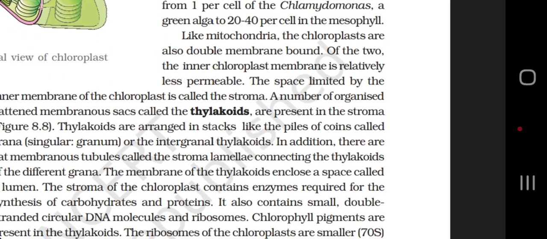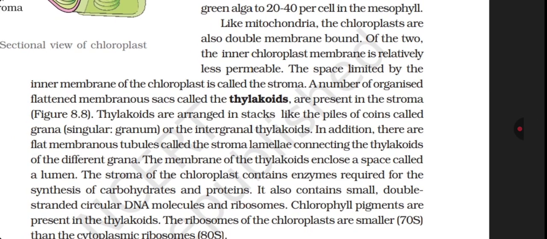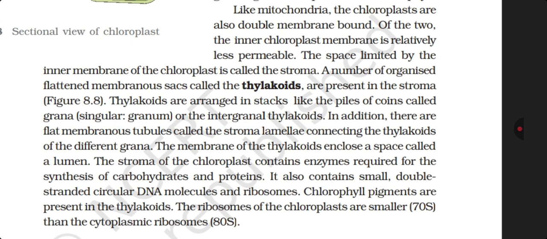Like mitochondria, the chloroplasts are double membrane bound. Of the two, the inner chloroplast membrane is relatively less permeable. The space limited by the inner membrane of the chloroplast is called the stroma. A number of organized flattened membranous sacs called the thylakoids are present in the stroma.